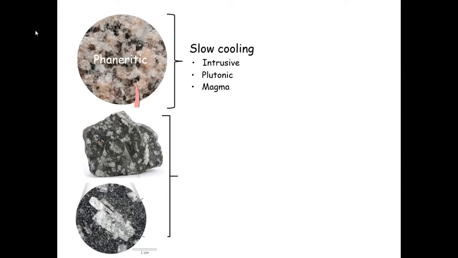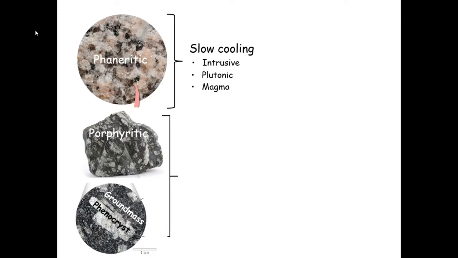So we have extrusive features, we have intrusive features, rapid cooling, slow cooling. So obviously we're going to have a texture that has both, and this is a porphyritic texture. In porphyritic texture, you have large minerals embedded in a fine-grained matrix. The large minerals are called phenocrysts, and the background is a groundmass.